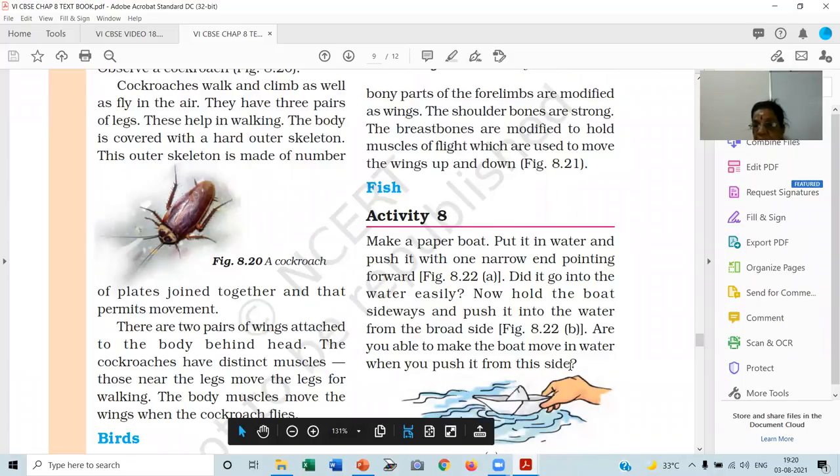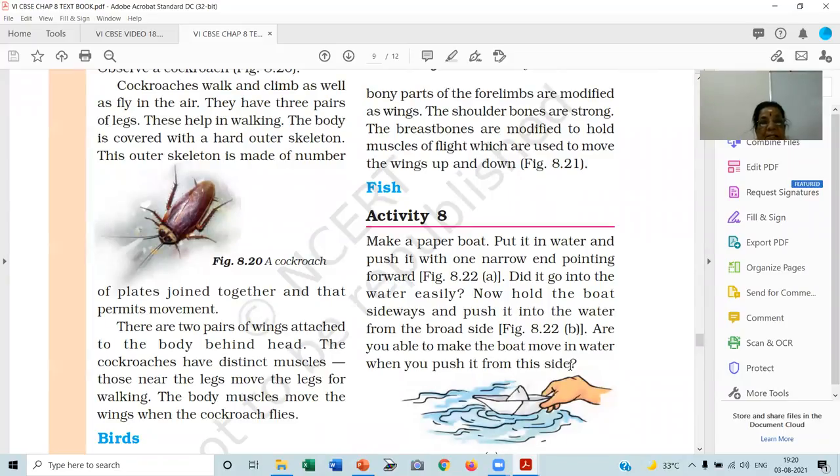We have done the cockroach in detail. It is made up of three segments: head, thorax and abdomen. Locomotion is done with the help of three pairs of legs and two pairs of wings present on the thoracic region. The two pairs of wings are attached to the body behind the head, and the cockroach has distinct muscles. Those near the legs move the legs for walking, and the body muscles move the wings when the cockroach flies. This cockroach also has an external skeleton.